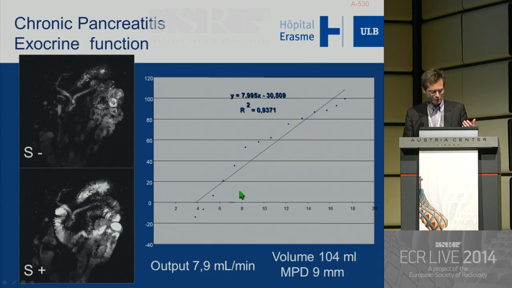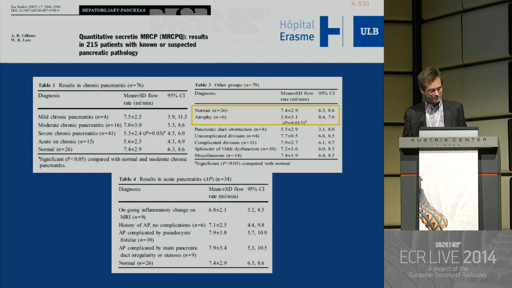This patient has a normal function. You can determine the total volume excreted and the output of the secretion. Although the patient has severe disease with a ductal dilatation and obstruction of the main pancreatic duct, still the exocrine function is preserved, which may be important when selecting patients for specific therapies.